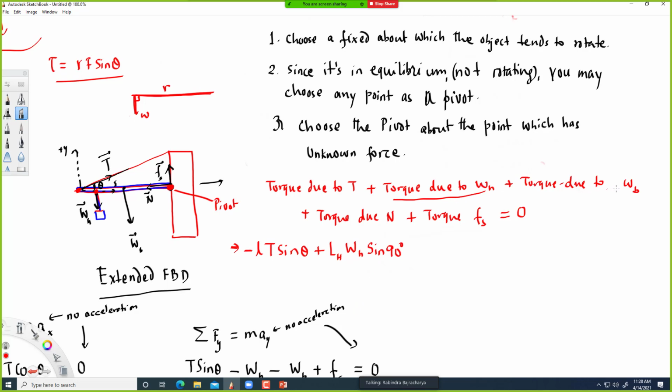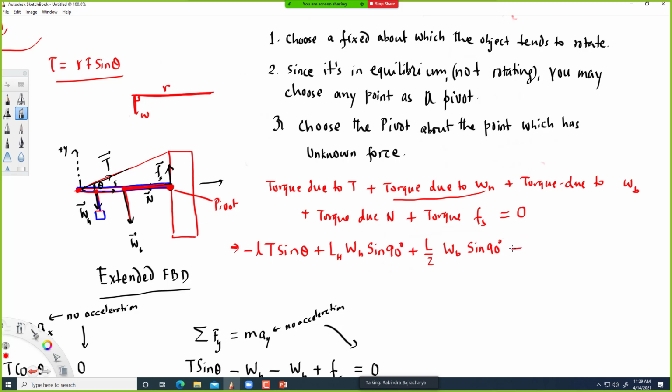Now, torque produced by WB. Okay, so tell me, what's the torque produced by WB? First thing is distance between the point where you apply the force and pivot, this distance. What's that distance? It's half of L, right? This whole thing is L, and that's half of L. And what's the force? Force here is WB. And what's the angle between this distance and the force? It's again 90 degrees. So sine 90 degrees. Is it positive or negative? It's positive because it's counterclockwise.